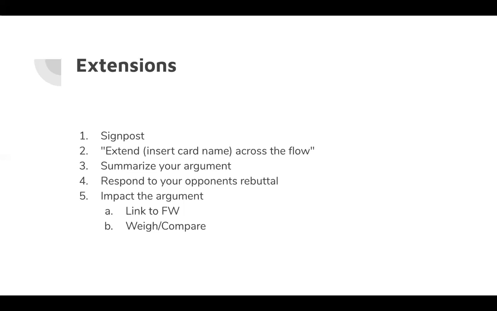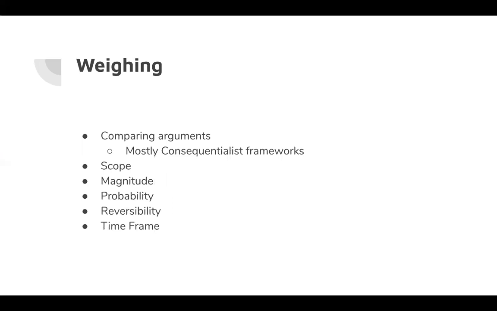Like, say you have an impact of nuclear war or extinction, and you have a framework of utilitarianism. Obviously, well, not obviously, some could argue that, but many think that extinction is the ultimate bad under the framework of utilitarianism. So if you impact that out, it can really help you win rounds in util versus util. Weighing in comparison is just like, my argument is more important than my opponent's argument because of X reason. Weighing again is just comparing arguments, and this is mostly for consequentialist frameworks like util, structural violence, etc.